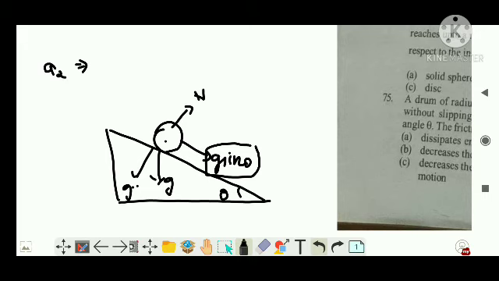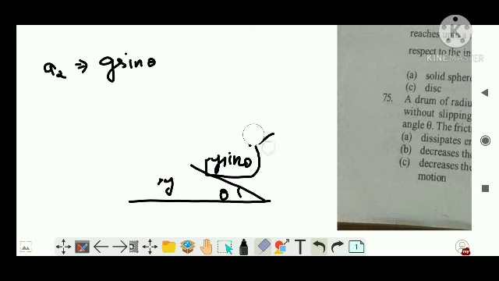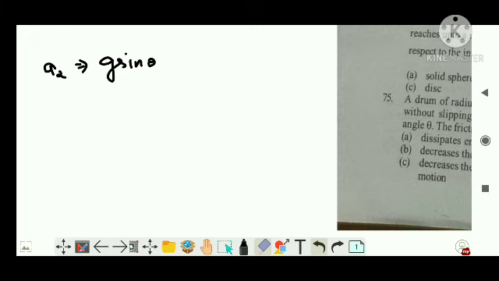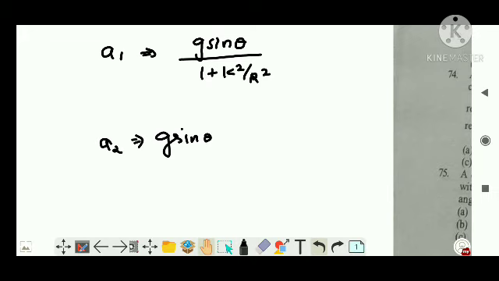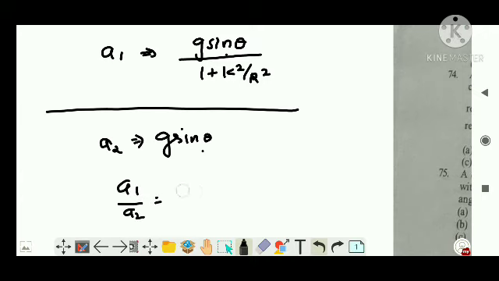So a2 is equal to g sine theta, because you are asked the acceleration when the object is just normally moving. So a2 is equal to g sine theta. You are asked what is a1 by a2 now. So you can understand by the relationship a1 by a2. The g sine theta can cancel out, right? So a1 by a2 will be equal to 1 divided by 1 plus k squared by r squared.